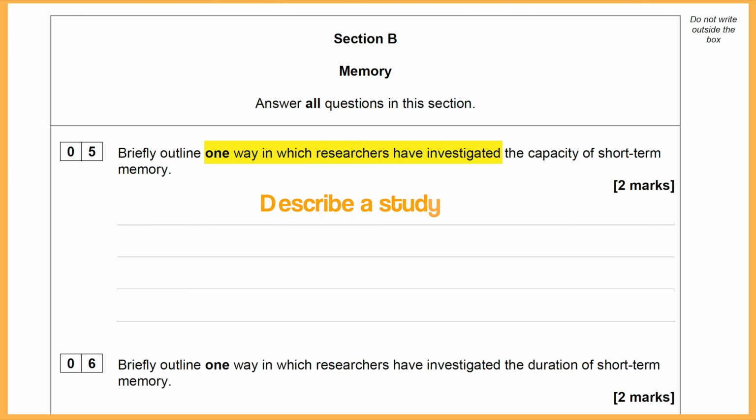Next, we need to notice that this question is focused on one way researchers have investigated capacity. So we need to describe a study that has investigated capacity. And importantly, the question is only asking about the way they studied, which means you do not need to write about the findings of the study. Often students waste time writing about the results of studies when the question doesn't ask for it. So this is why it's so important to annotate the question so that you carefully answer what it wants.